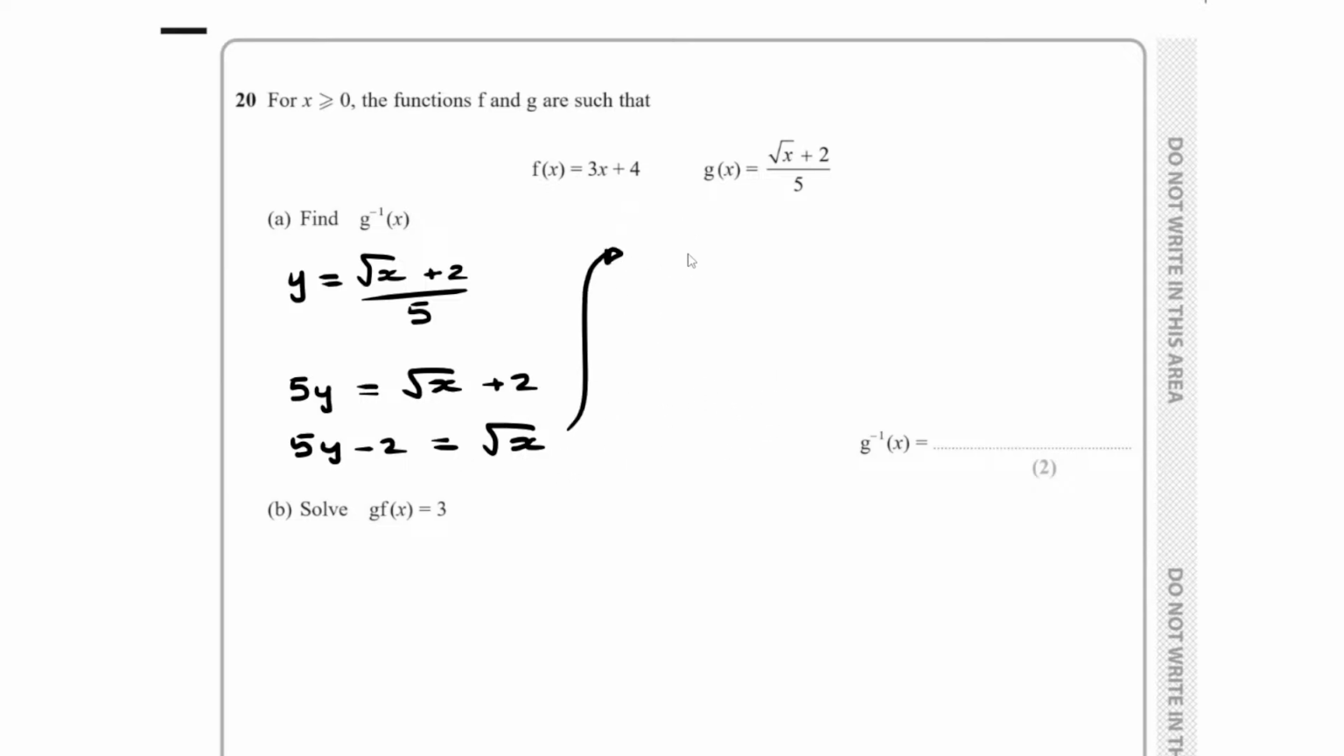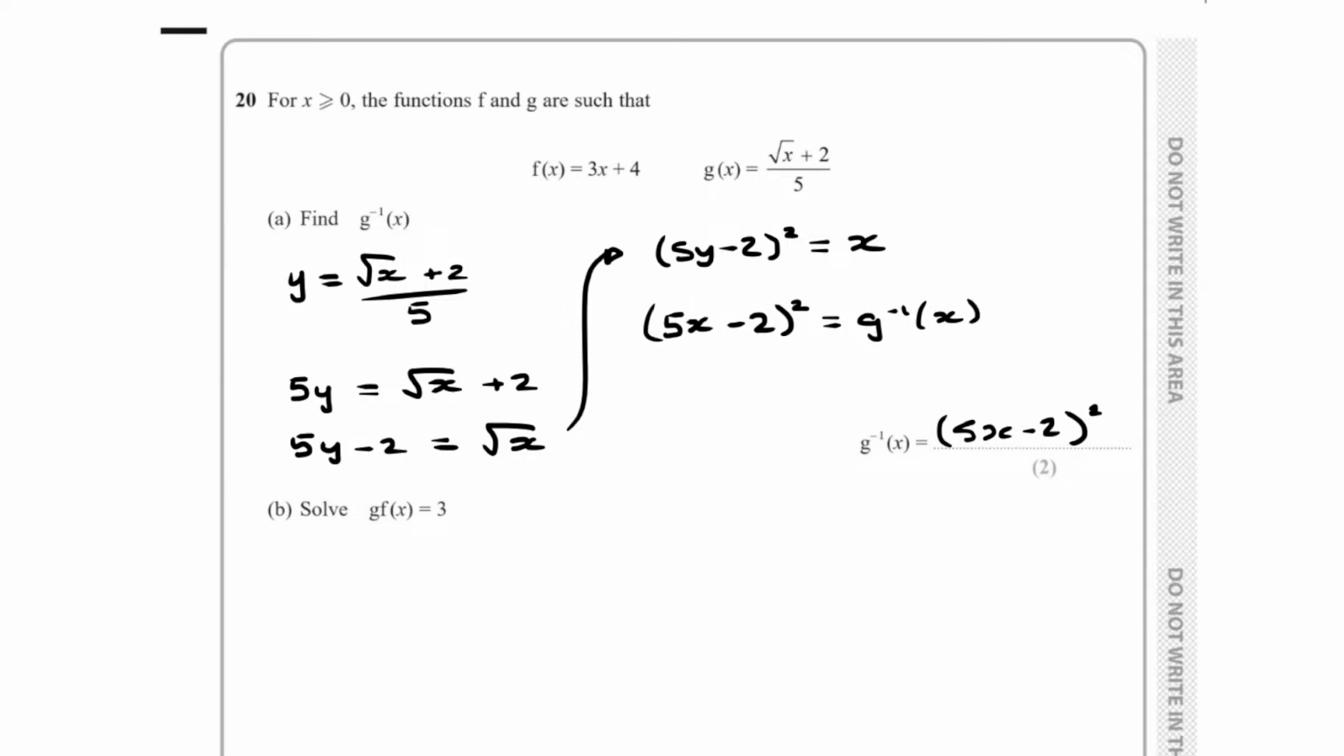Just put it up here. So I would just write it as brackets. I wouldn't literally expand it all out. Just leave it in brackets, squared. And then I would swap, obviously, because we don't actually want y, do we? I'd put the x back here where the y is, and instead of y, this is now the inverse function, isn't it? So the answer is 5x minus 2 all squared.